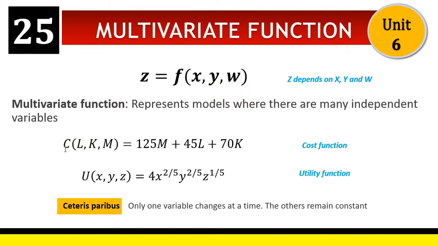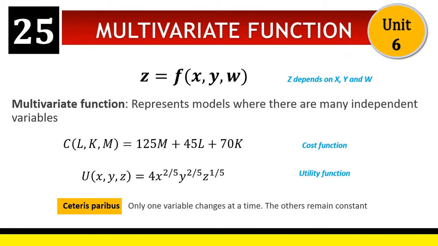This is pretty important when we want to represent production and consumption. For example, here, the cost depends on the inputs, which are labor, capital, and land. And in this case, we have that the utility depends on three goods.